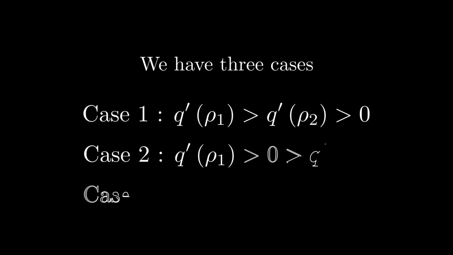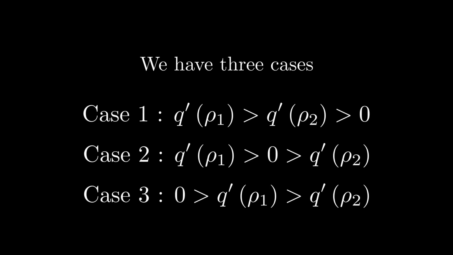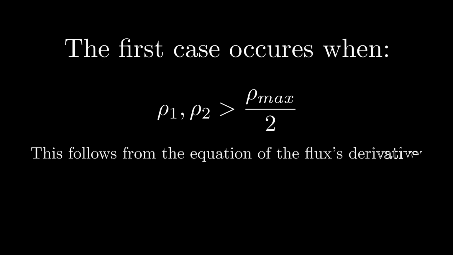Now we can distinguish three cases from this inequality. The first is when both slopes are positive. The second is when q prime of rho 1 is positive and q prime of rho 2 is negative. And the third is when they're both negative. So let's examine what happens case by case. The first case happens when rho 1 and rho 2 are both larger than rho max over 2. Indeed, this follows quickly from the equation of q prime.